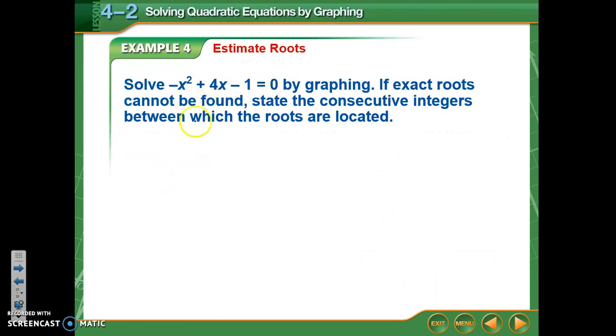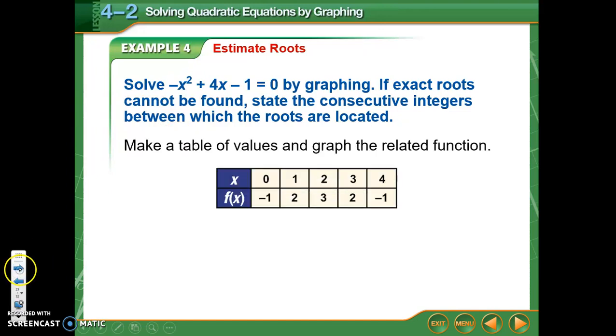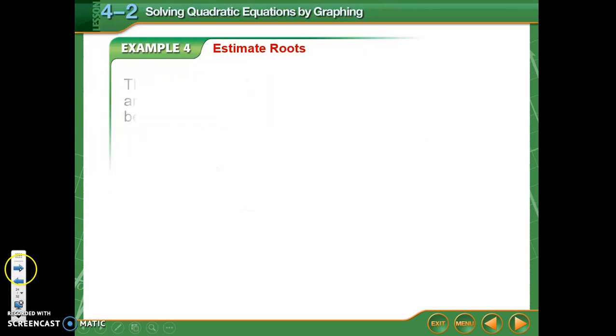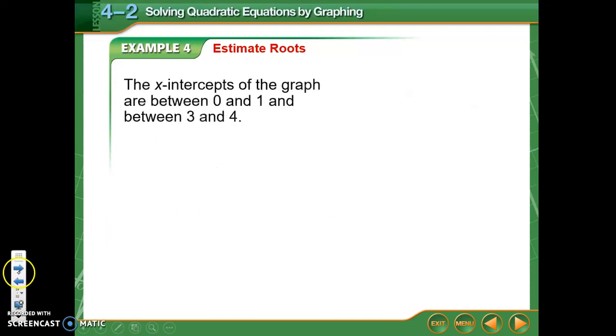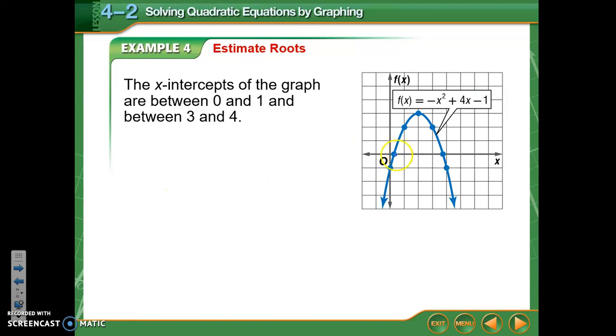So let's look at this example. Negative x squared plus 4x minus 1 equals 0 by graphing. We're going to make our table of values just like we normally do. I'm going to leave it to you to make that same table using x equals negative b over 2a to get that middle vertex value. And then we graph. When I graph, I can tell that my roots are not exact.